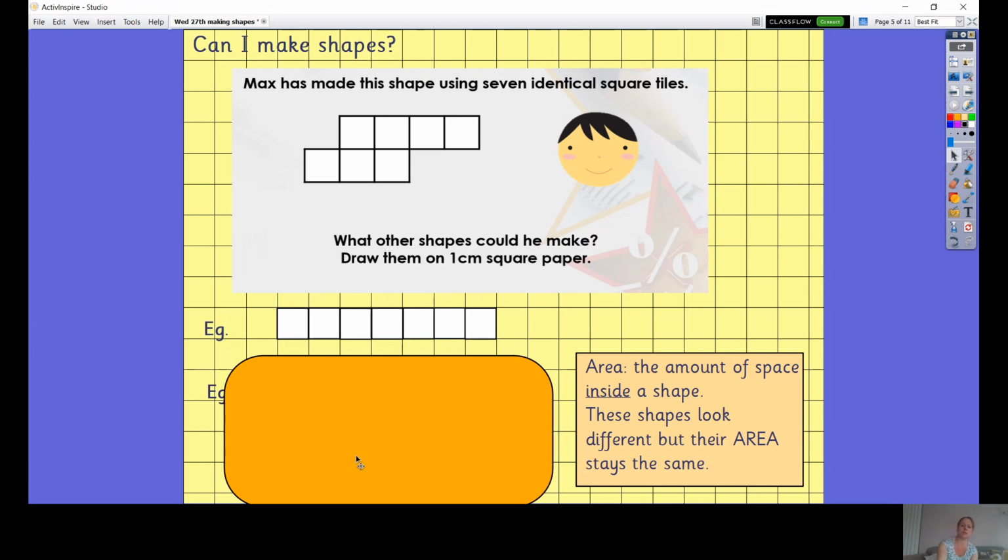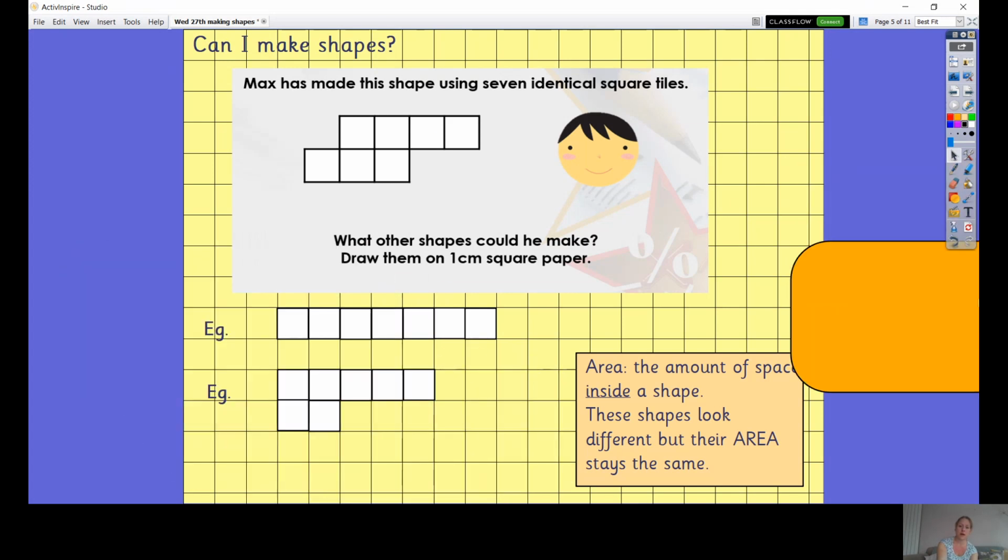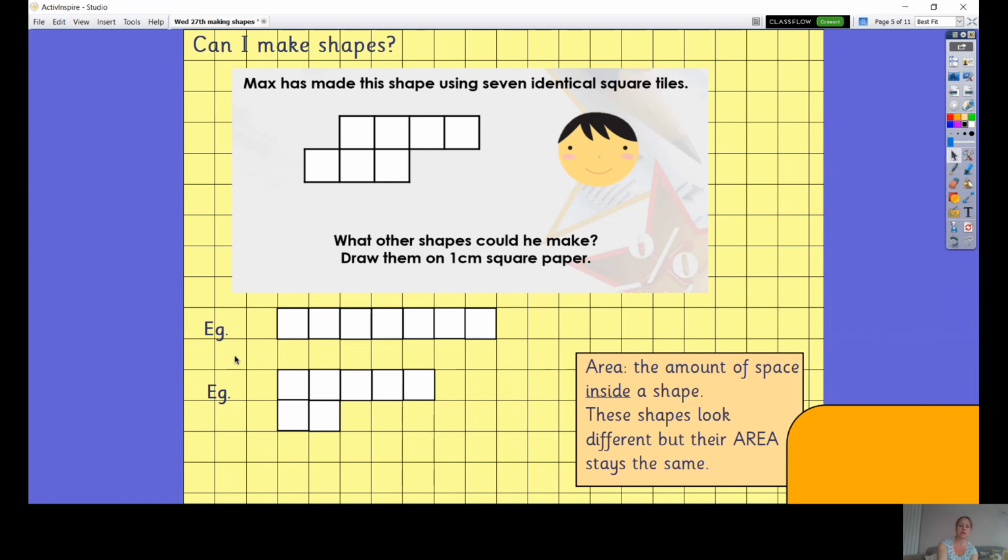Okay, hope it wasn't too much of a faff for you to find some bits of paper to use, or maybe you just drew them in your book. So if we have a look here at another example, look, 1, 2, 3, 4, 5, 6, 7, and you could have drawn lots and lots of different combinations. As long as you've got 7 squares and they are attached on at least one straight edge of the side, then they are correct.